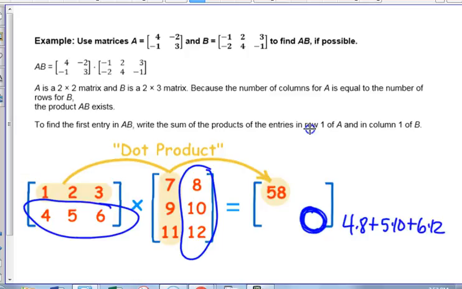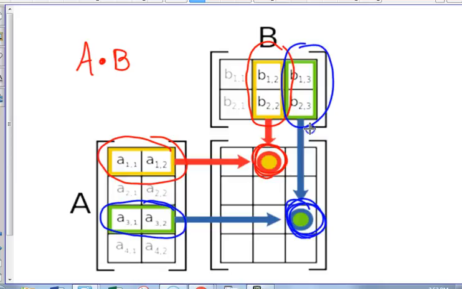Matrix multiplication is not commutative. I can multiply this first matrix that's 2 by 3 times the second one that's 3 by 2. But sometimes I can't multiply them in the other order, and if I do multiply them in the other order, I get a totally different answer. Okay, it's not the same as regular multiplication. That's a great question. Order matters.